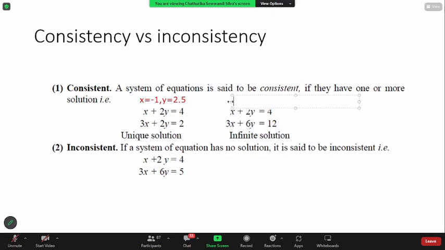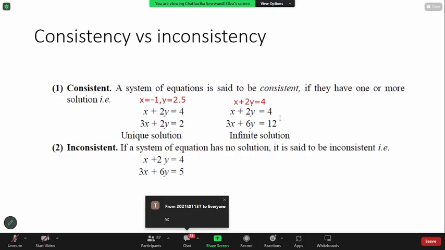You have only one equation in order to solve these two unknowns. So is it possible? If you have two unknowns but only one equation, are you able to solve it? Is it possible or not? Yes or no? No, ma'am. No. Why?